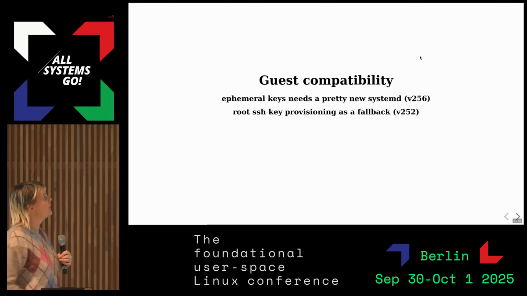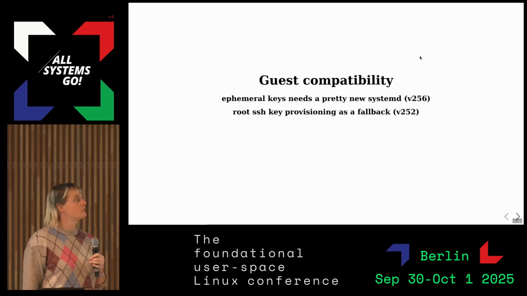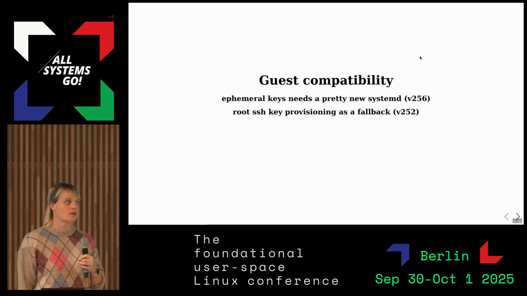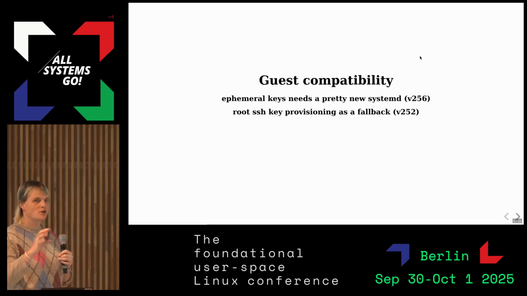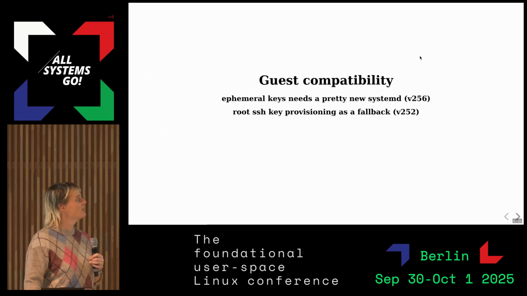What can you do? You can do SSH root key provisioning as a fallback. That's from 252, so that'll get you some more ones covered. That involves, unfortunately, writing a key into root's home directory permanently. If you're doing snapshot mode booting, where you throw away the image as soon as you're done, that's probably OK. But for something that's an ephemeral key, permanently writing it to the image is obviously not ideal.